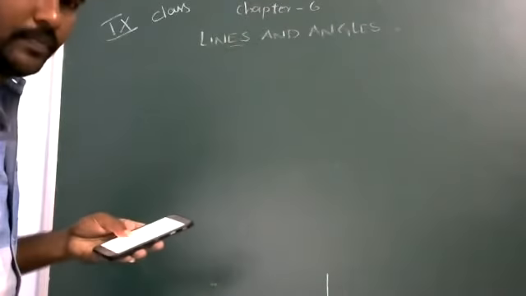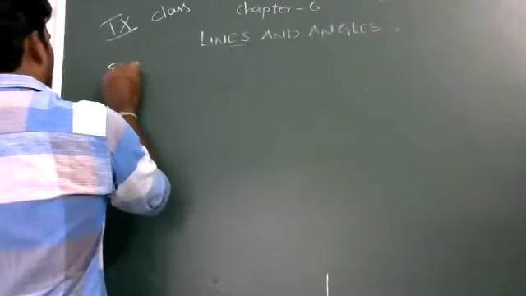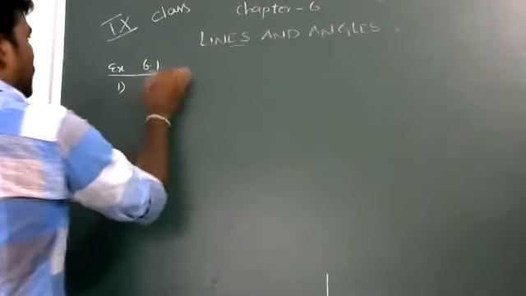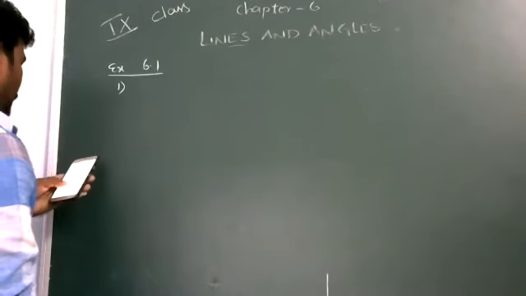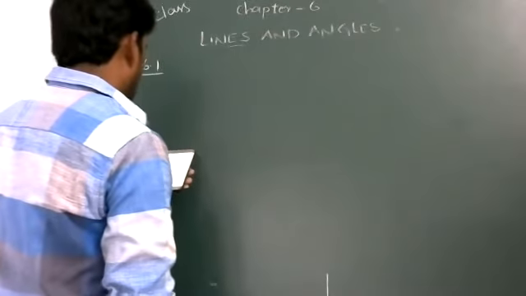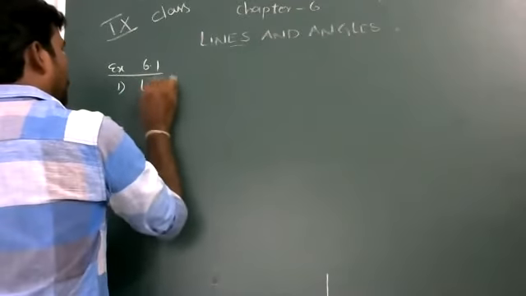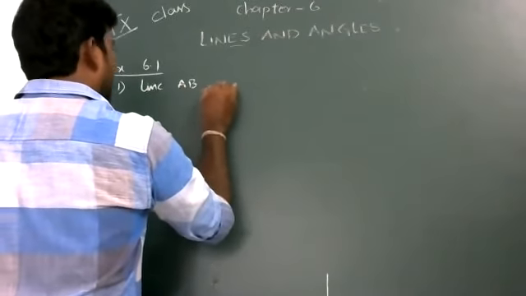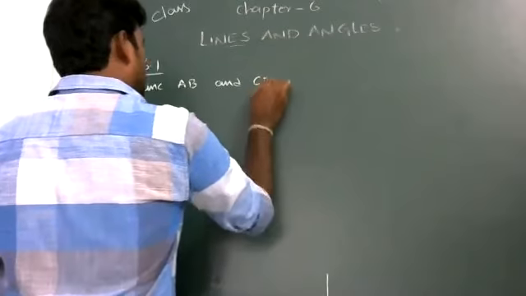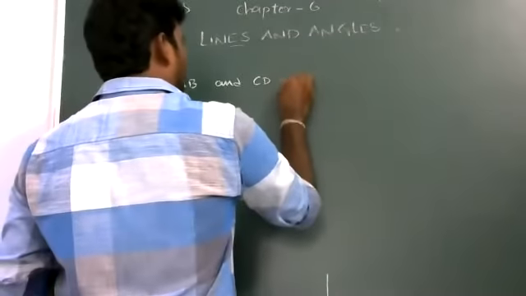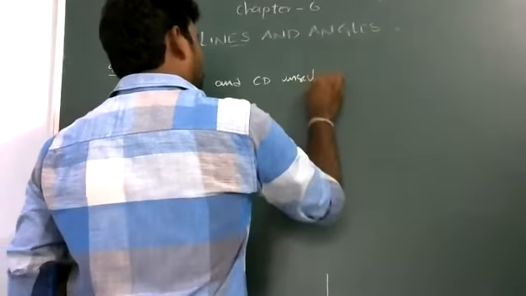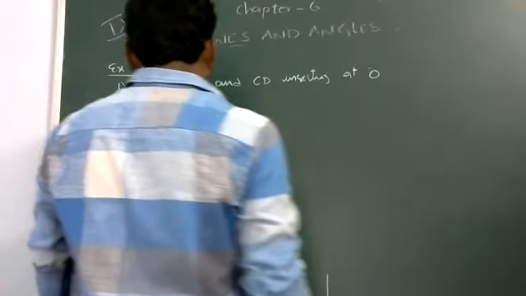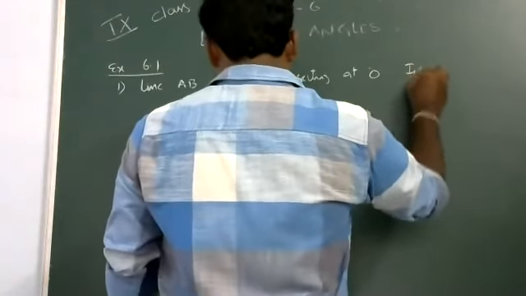Here you can see, students, exercise 6.1, first problem. What is that problem? Lines AB and CD are intersecting at O.